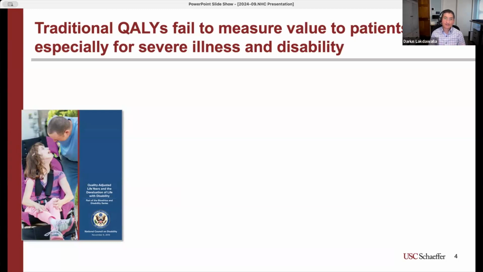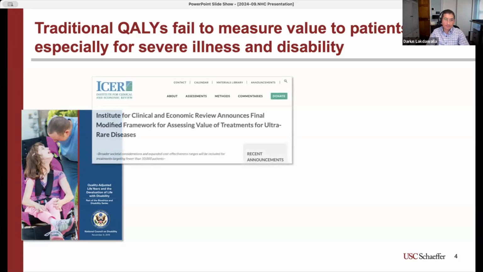This observation is not news, I'm sure, to most of you, if not all of you. And the criticism of QALYs has been around for many decades. For instance, the National Council on Disability has made this point repeatedly, that QALYs often fail to consider value to people with disabilities. Even proponents of the QALY, for instance ICER, routinely make exceptions to traditional cost effectiveness and value assessment in the case of very severe illness.